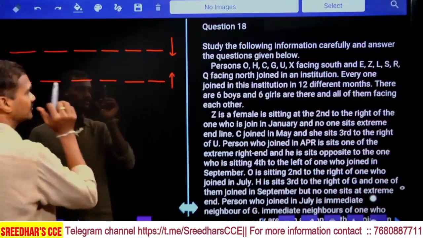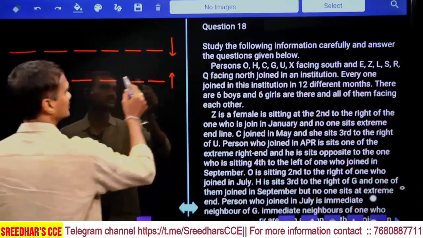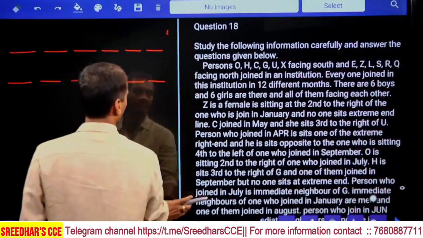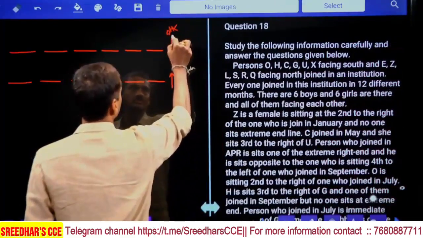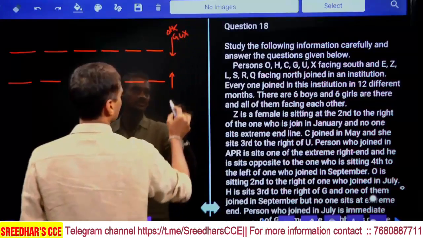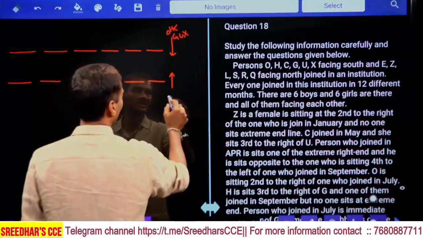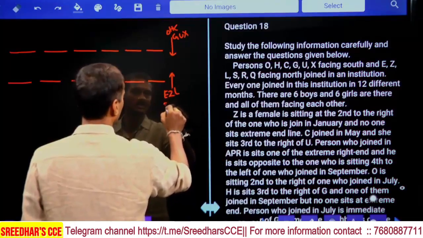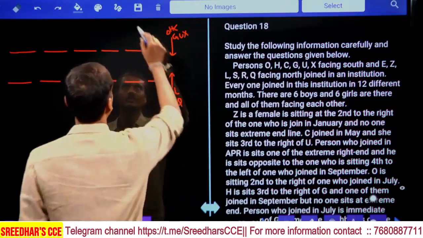And who are the persons facing north and south here? OHCGUX are the persons facing south, and north is EZLSRQ. EZLSRQ are the persons facing north, isn't it?